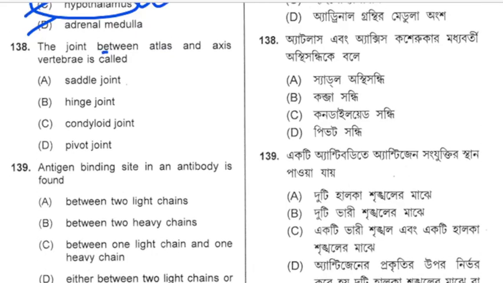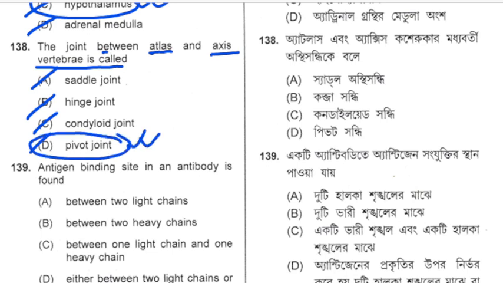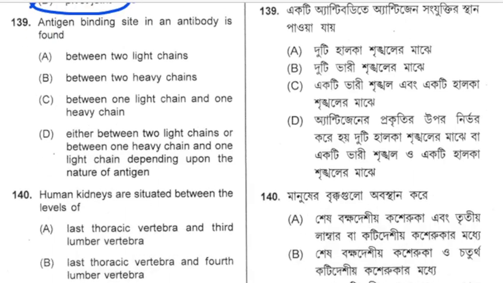The joint between atlas and the axis vertebra is called the, atlas and axis vertebra মাঝখানে যে জয়েন্ট সেটাকে কি বলা হয়? স্যাডেল জয়েন্ট, hinge joint, condyloid joint, or pivot joint. So it is known as pivot joint. The atlas and the axis of vertebra, the joint তারে কোয়া হয় pivot joint.